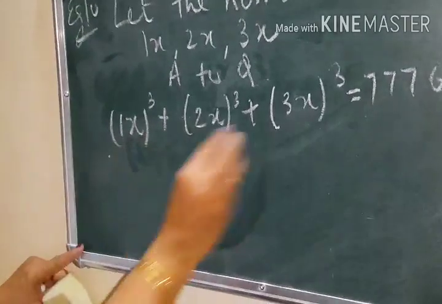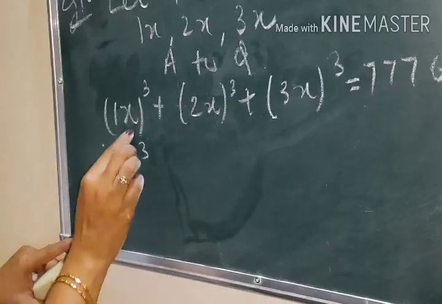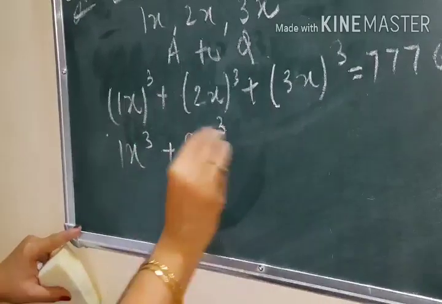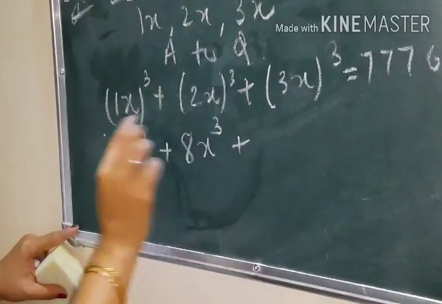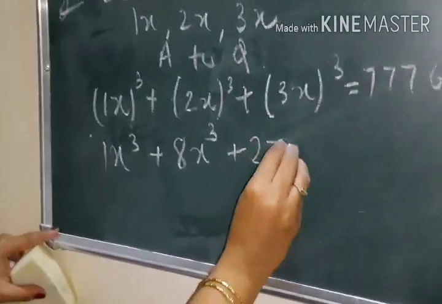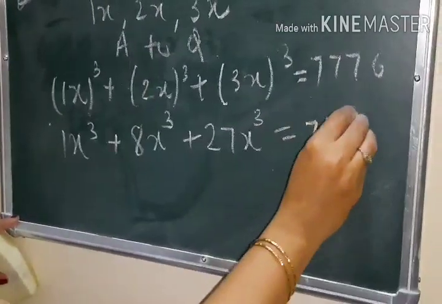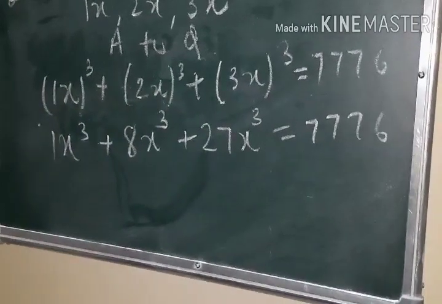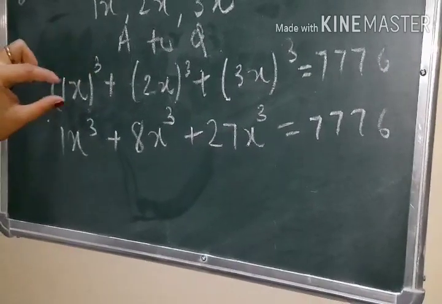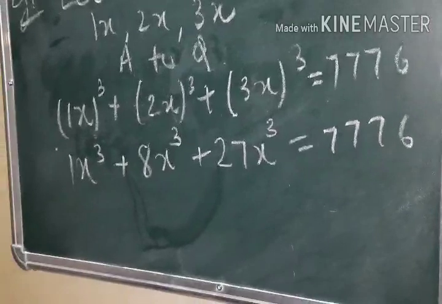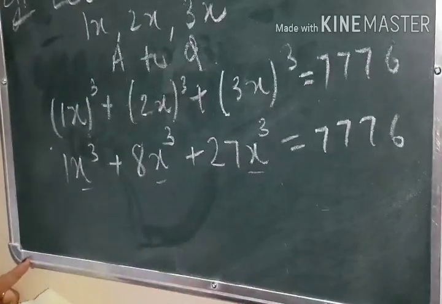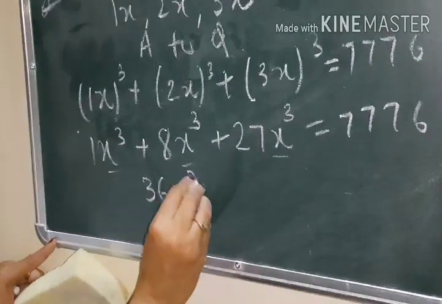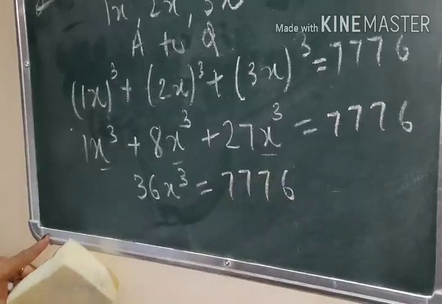So what we will do, first we will solve it. 1 cube is 1, x cube is x cube. 2 cube is 2 2s are 4, 2 4s are 8, and x cube. This cube is with both the numbers, right? So 3 cube is 27, x cube is equal to 7776. So be very careful whenever you are putting the cube. You have to take the whole cube first. Whole cube means this cube is with both the numbers, 1 as well as x. Now all are x cubes, so like terms, so add them. 1 plus 8, 9. 9 plus 27, 36. So 36x cube is equal to 7776.